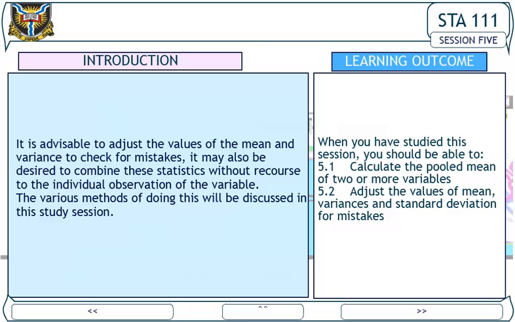Learning outcomes for study section 5. When you have studied this session, you should be able to calculate the pooled mean of two or more variables, adjust the values of mean, variances, and standard deviation for mistakes.